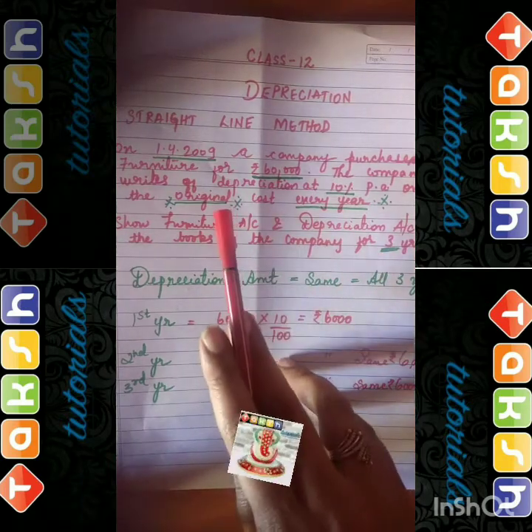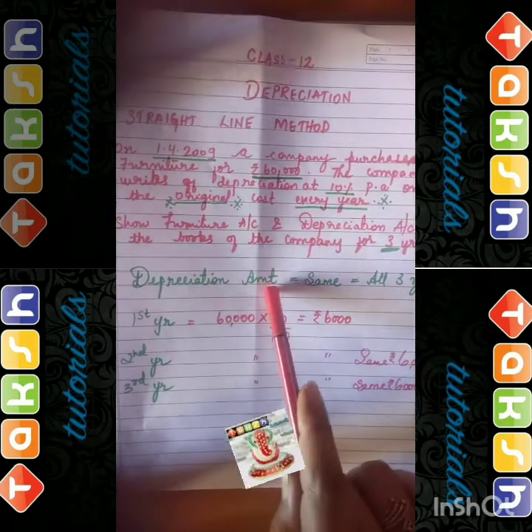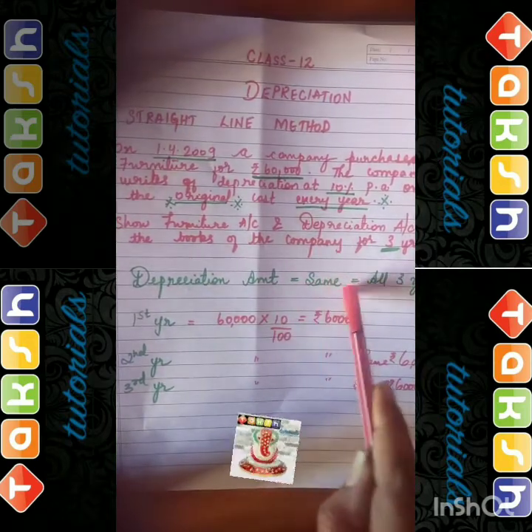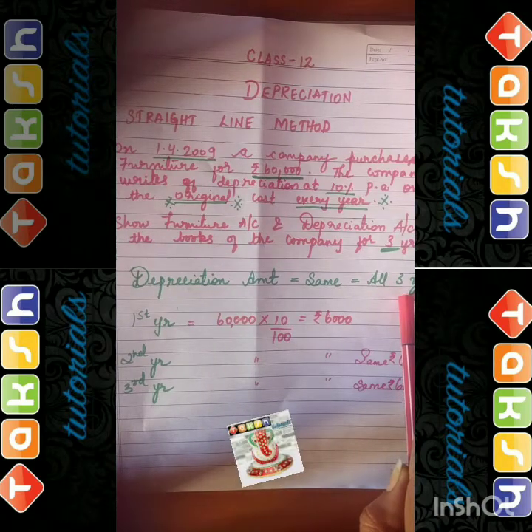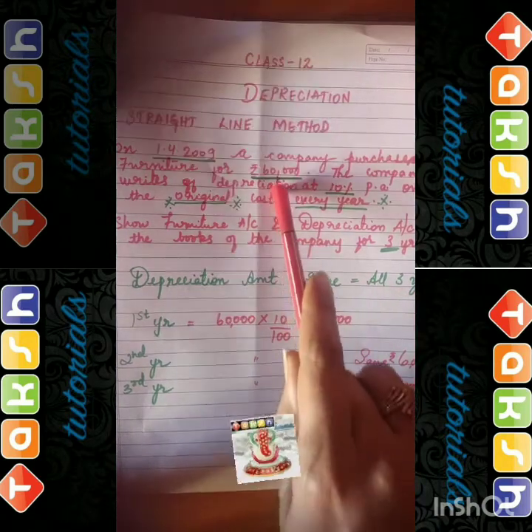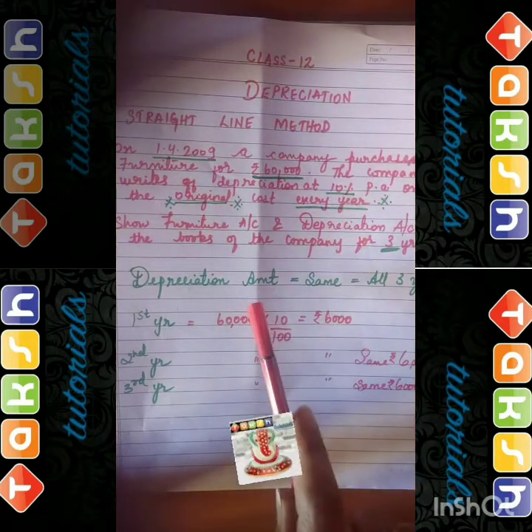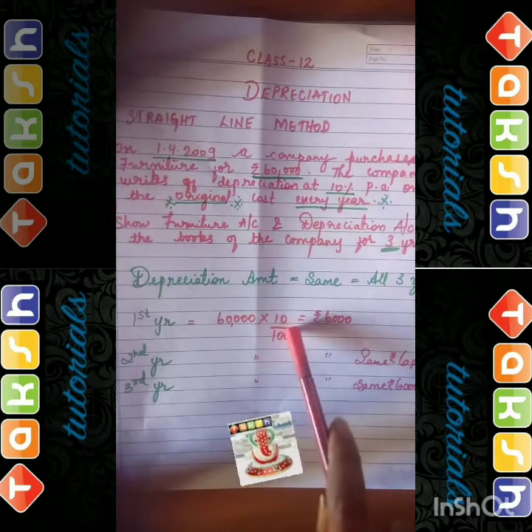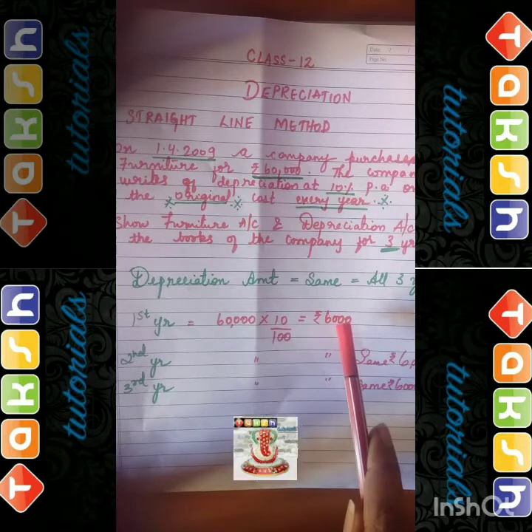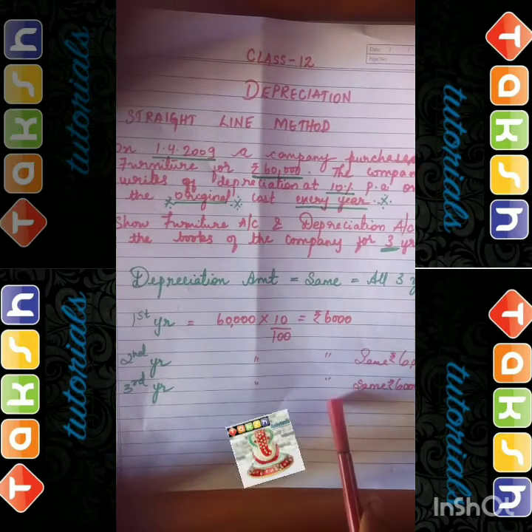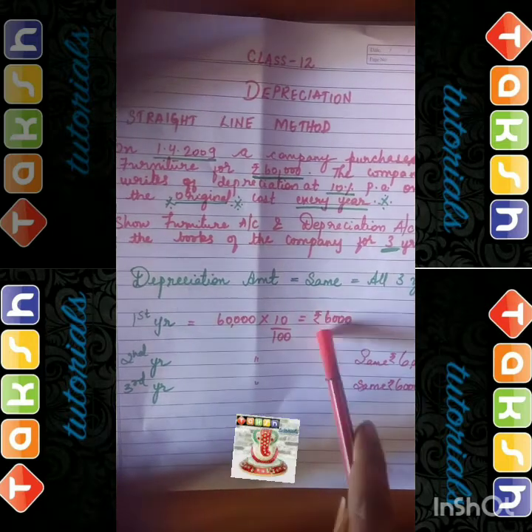So under original cost method or straight line method, the depreciation amount remains the same for all the 3 years. So how do you calculate depreciation? We take the original cost into the percentage given. So that is 60,000 into 10%, which is 6,000. So the depreciation amount will remain the same for all the 3 years. Now we have finished calculating the depreciation amount.